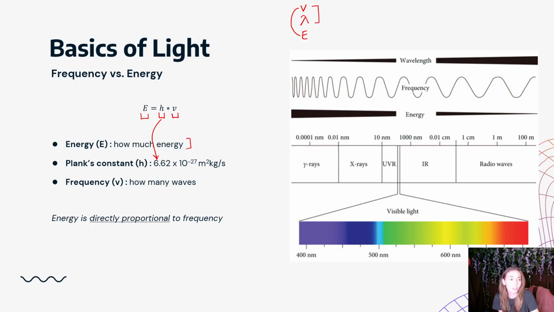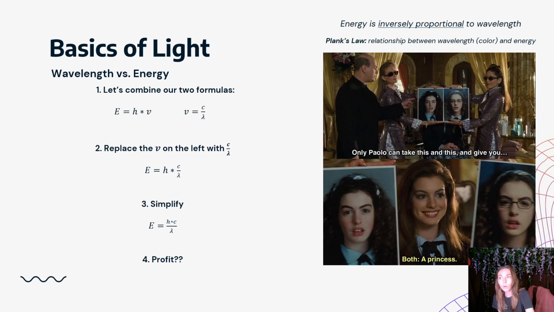Energy is how much energy we have in the system. Frequency is how many waves we have in the system. The more energy that you have, the higher the frequency, I should say, because it's not a greater thing, it's an elevated thing. They are directly proportional. So as energy increases, so does frequency. As energy decreases, so does frequency. They are directly related, which leads us into what is the relationship between wavelength and energy?